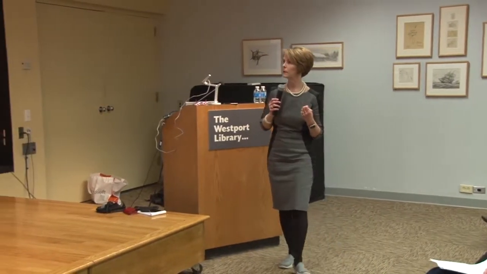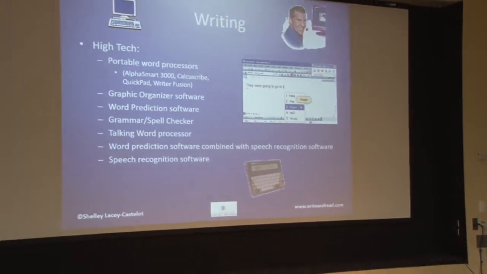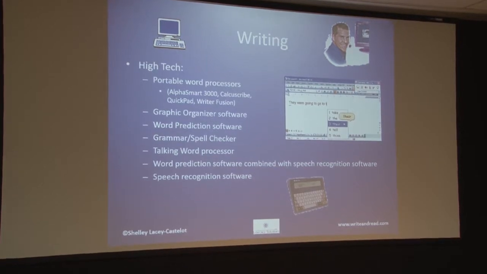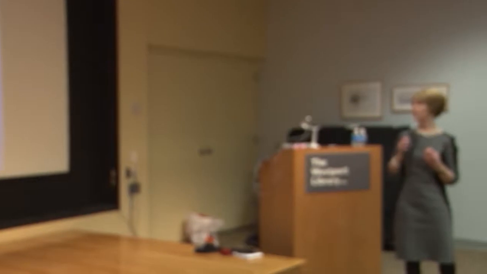So what kind of high tech is there? Well, we don't see them as much anymore now that we have iPads, but you know, you have portable word processors like AlphaSmarts and the Fortune Writing Group and all of these guys. But you also have it on the iPad, and a lot of times people go for that now. So these companies got smart, and now they make apps. There's graphic organizer software. There is word prediction software.